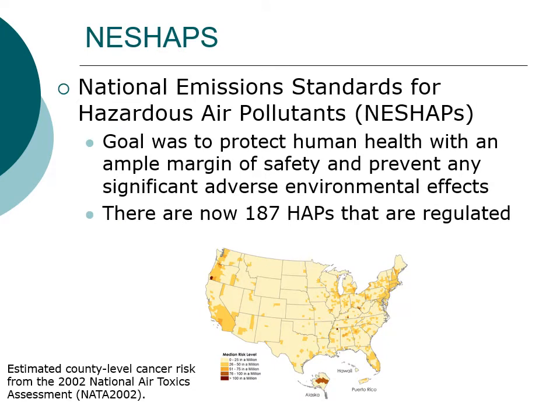While the six pollutants previously mentioned are regulated with national ambient standards, the hazardous air pollutants are regulated differently. These are regulated by the National Emission Standards for Hazardous Air Pollutants, and the goal is to protect human health with an ample margin of safety and to prevent any significant adverse environmental effects. There are now 187 hazardous air pollutants that are regulated. These pollutants are actually regulated by emission standards, so they're regulated at the source. However, the regulations also depend on the amount or the mass of hazardous air pollutants that are released by the source on an annual basis.